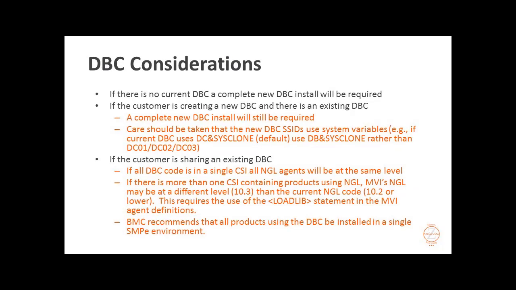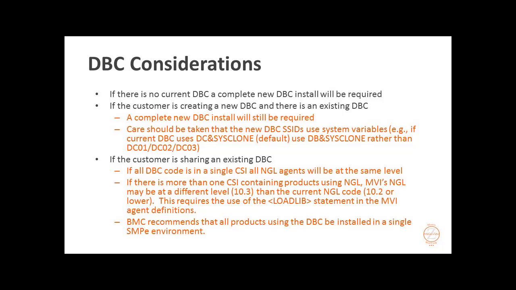If there's no DBC in the environment, a DBC will need to be completely configured. Care should be taken to adhere to BMC's naming standard for the DBC SSID. That's the DC ampersand sysclone. This may affect the ability to use a common MVI NGI member. If a second DBC is created for the use of the MVI agent, the SSID DB ampersand sysclone is suggested.